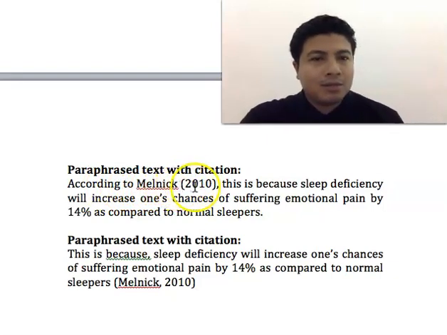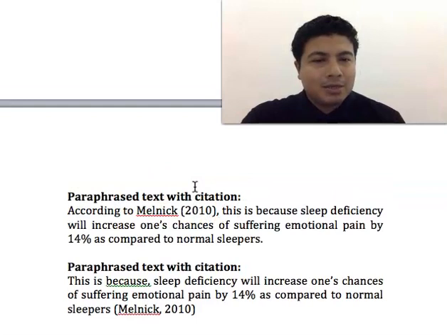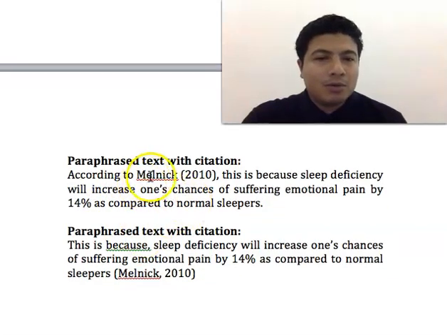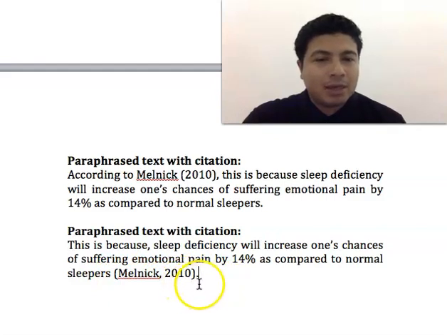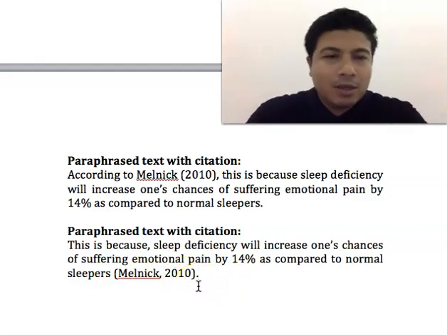So according to Melnick 2010, this is because sleep deficiency will increase one's chances of suffering emotional pain by 14% as compared to normal sleepers. Or you can also put your citation at the end of the sentence like this. So when it is at the end of the sentence, everything is in brackets. So the surname, comma, and the year in brackets, and then you put your full stop. You'll have to make sure your punctuation is correct. If it is wrong, it will affect your writing.